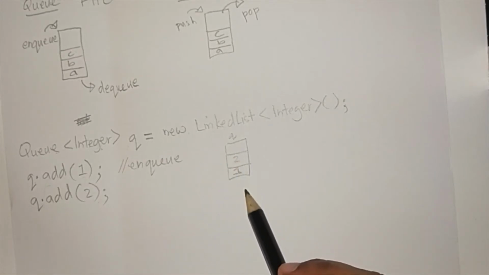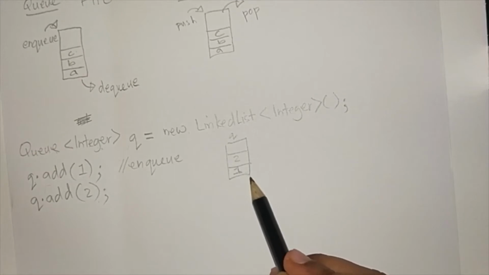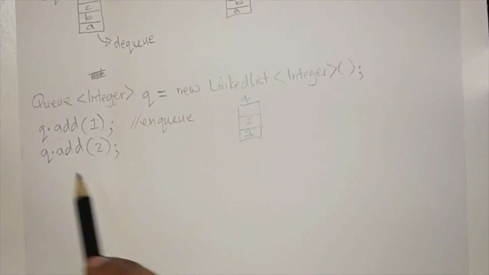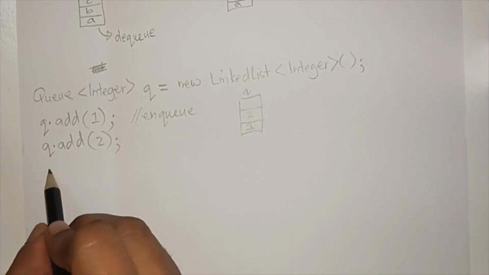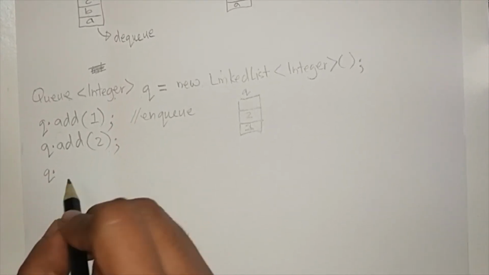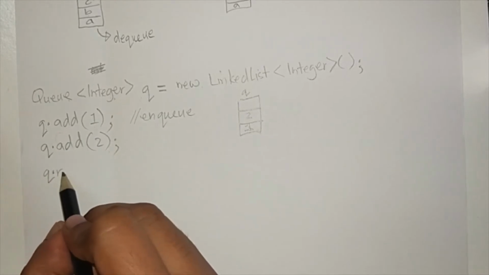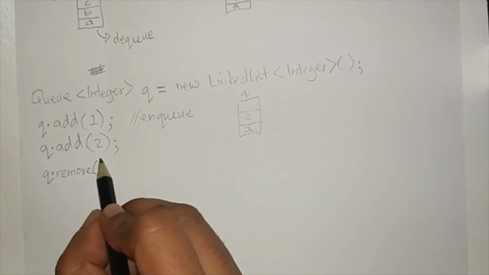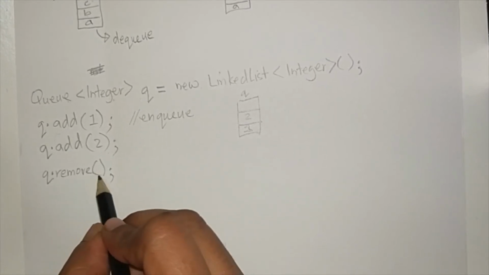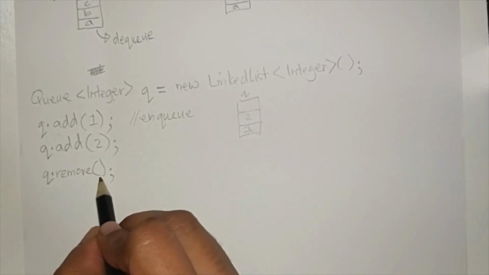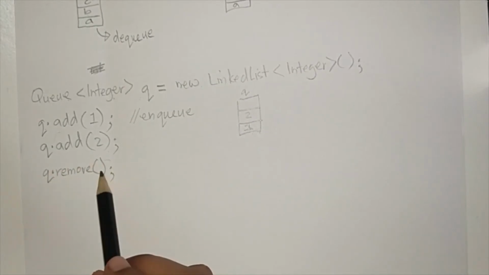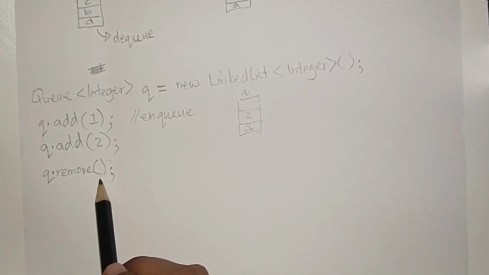The thing that got in first, right? Which is this one, will be removed first. So how do I remove, or how do I dequeue, using Java code? I have a method available to me called remove. So I simply do queue.remove, and I don't pass anything because it is just going to remove the first thing that was added into the queue, which is this one.